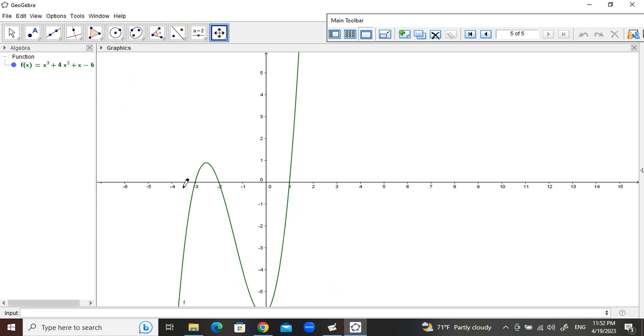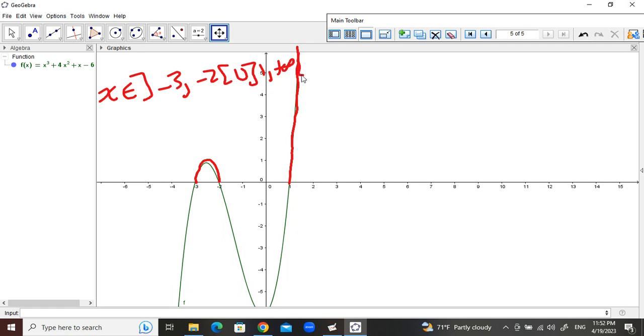When I say bigger than 0, positive, it means y should be above the x axis, because any point that you take on this part or this part has y positive. So it means x should belong to minus 3, minus 2, union 1, plus infinity.